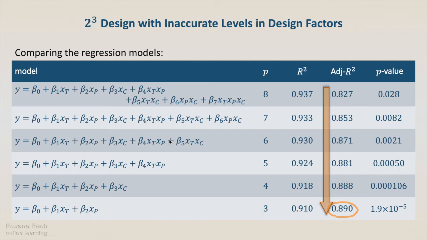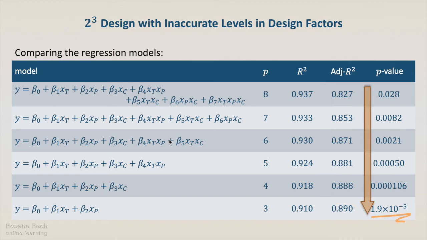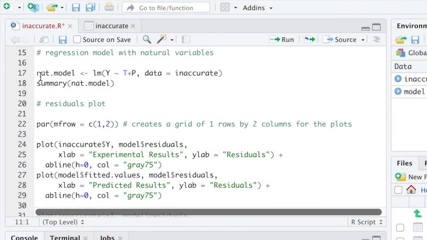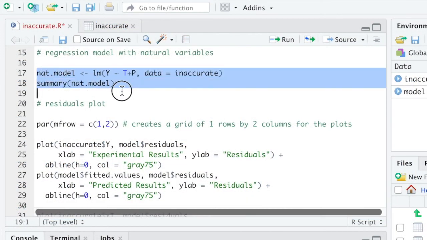The same goes for the regression model's p-value. The simplified model is the one with the highest significance, the lowest p-value. Let's now go back to RStudio and run the natural model and the residuals plots. Let's start by running the natural model.